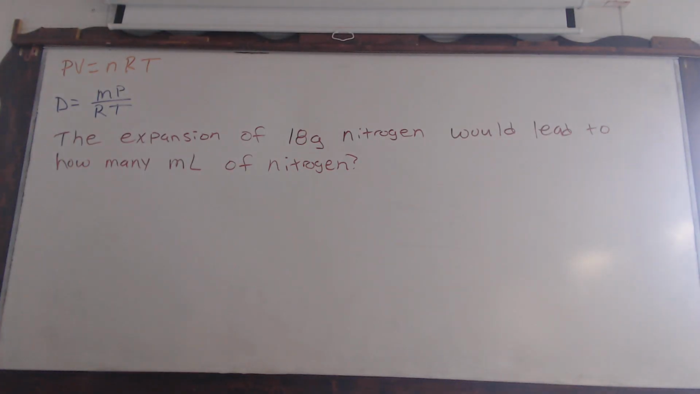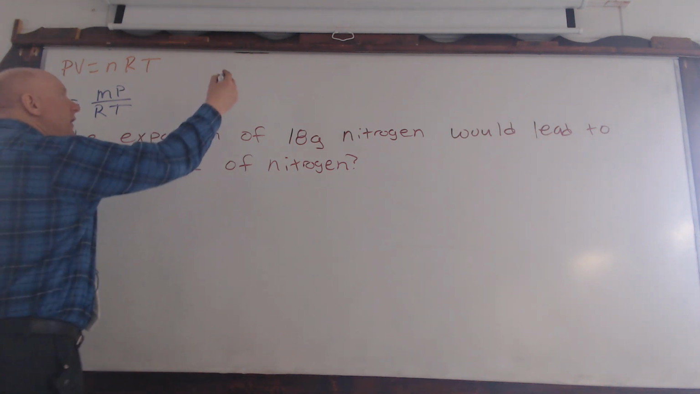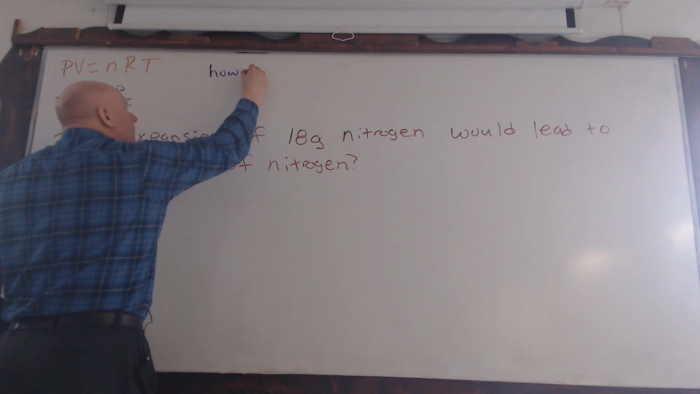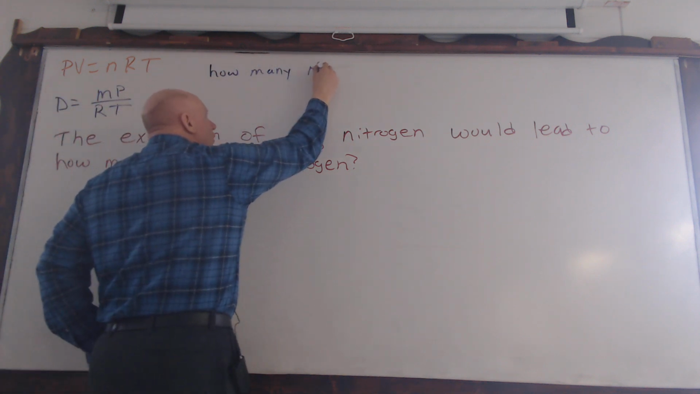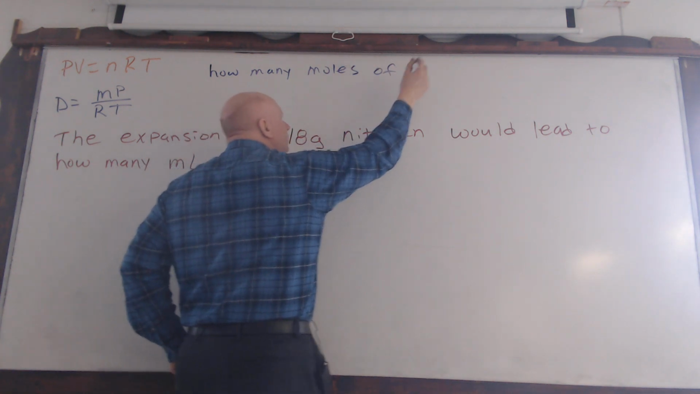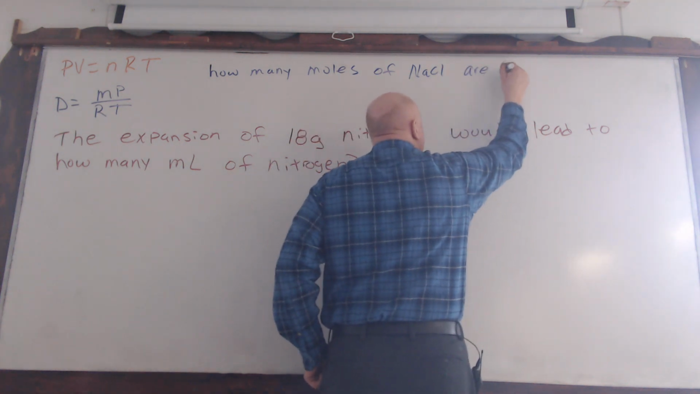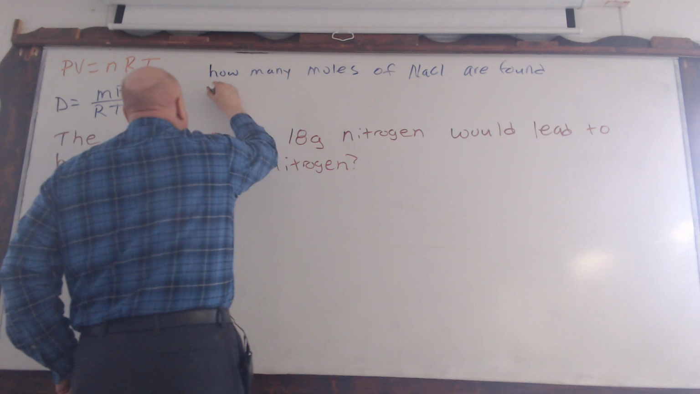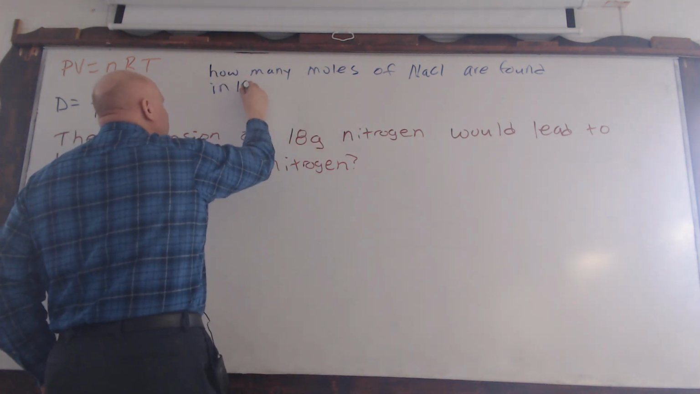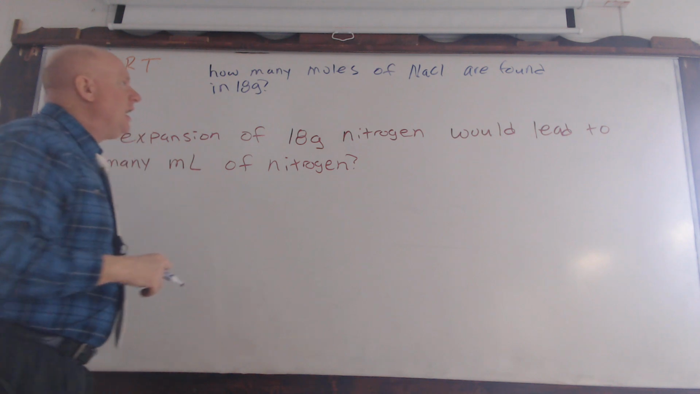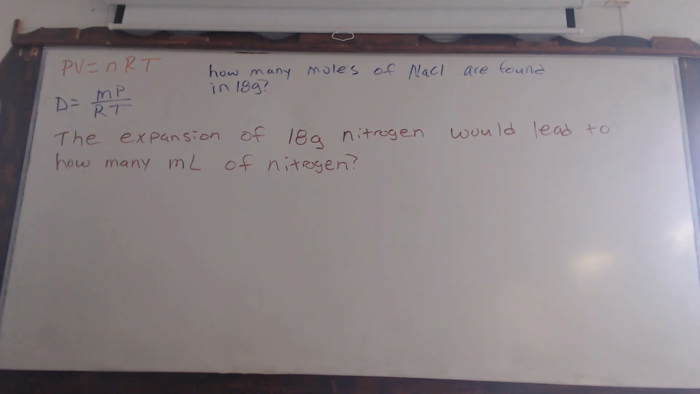As a quick reference, remember last semester it might have said something like this: how many moles of sodium chloride are found in, we'll just use that same number, 18 grams? That is composition stoichiometry, where you're just dealing with one compound only, or one element only.